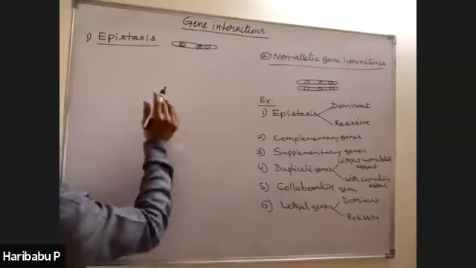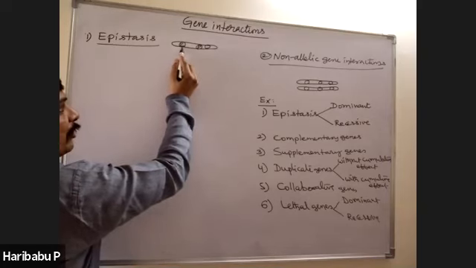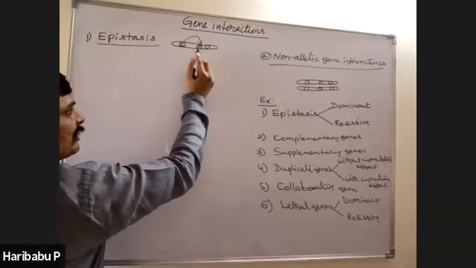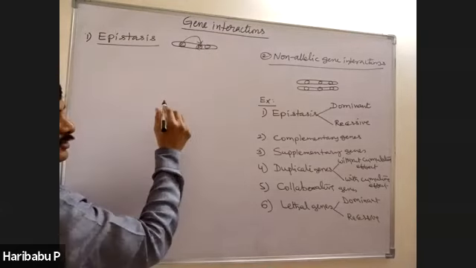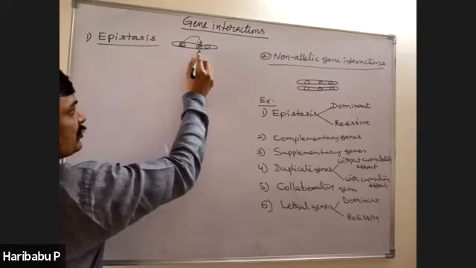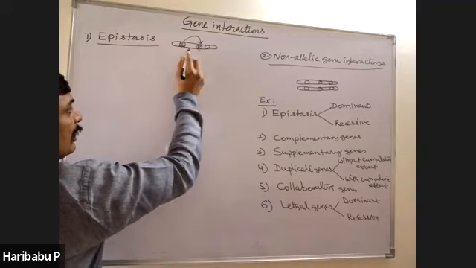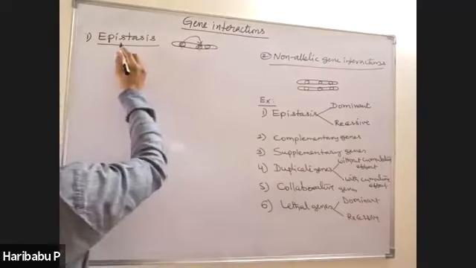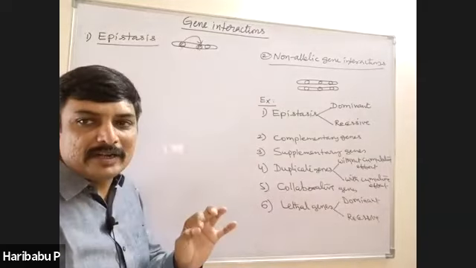Now what is epistasis? One gene at one locus inhibiting the expression of another gene at another locus, because it is a non-allelic gene interaction. This gene, for example, inhibits the expression of this gene, and when one gene inhibits the other gene, the phenomenon is called epistasis and the genes are called epistatic genes.